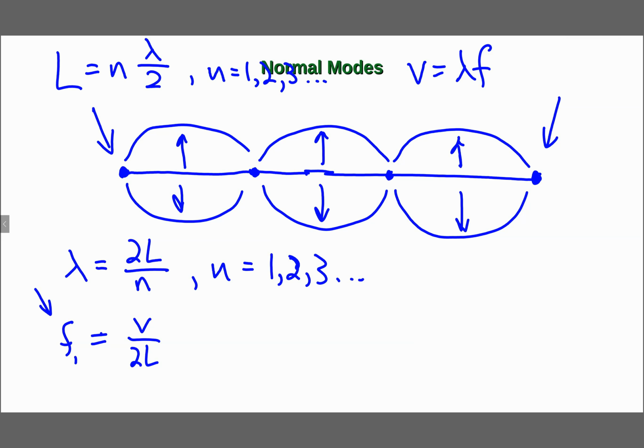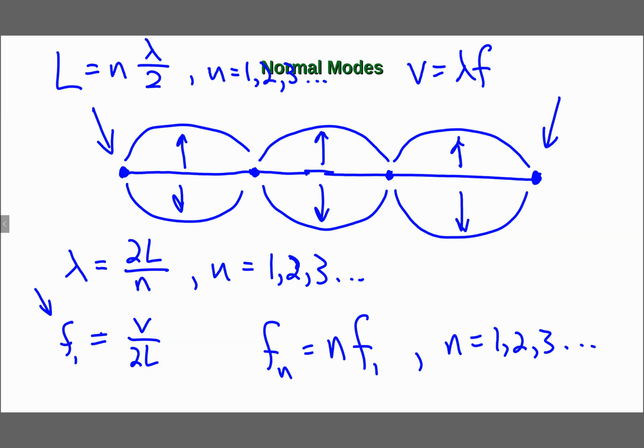And then all other frequencies that the string can have, that can maintain a standing wave on the string, will be Fn equals n F1, okay? There'll be some integer multiple of the fundamental frequency. And again, this n equals 1, 2, 3, etc.